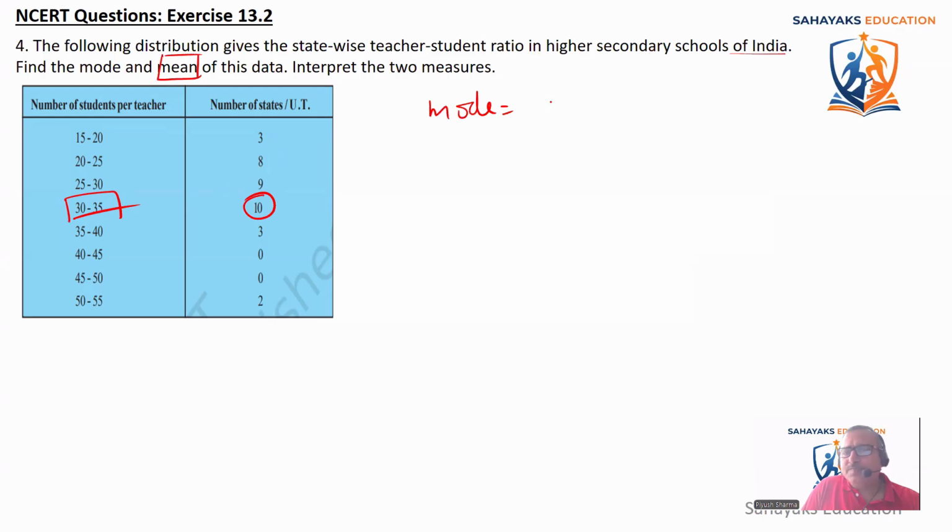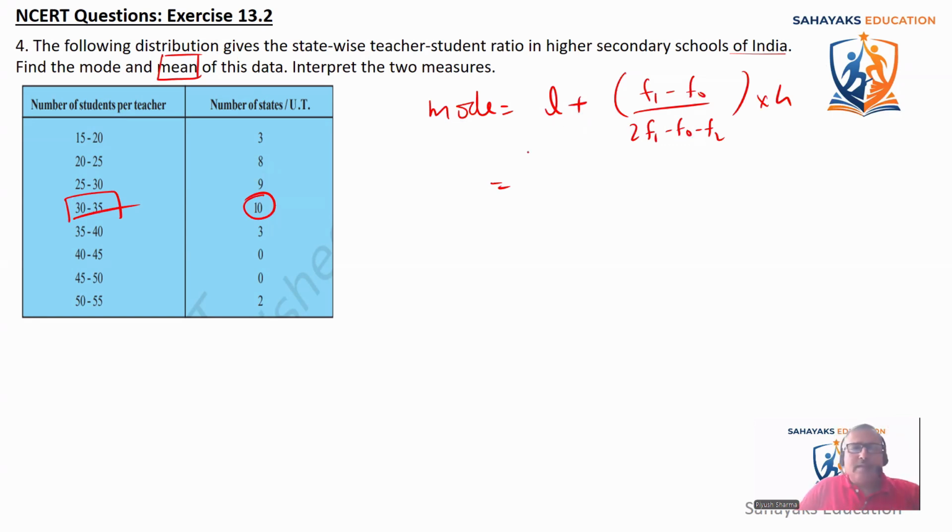Mode is equal to L plus (F1 minus F0) divided by (2 times F1 minus F0 minus F2), multiplied by H. So simple formula. If you do two, three questions, you'll remember it clearly.